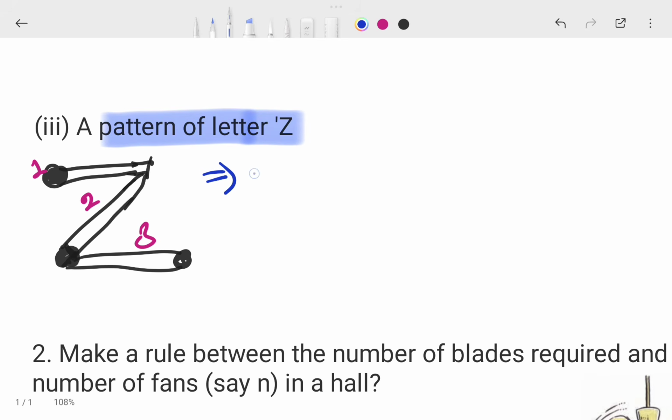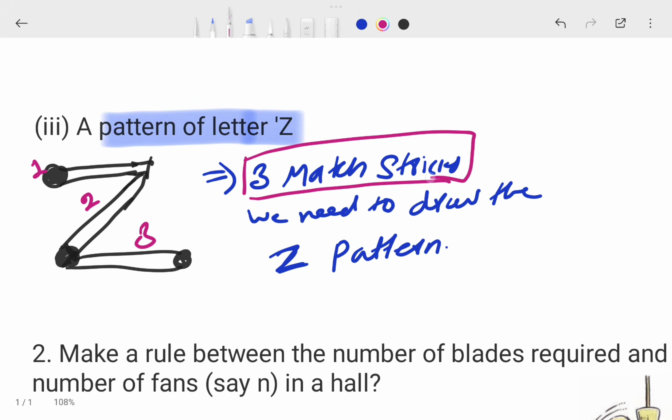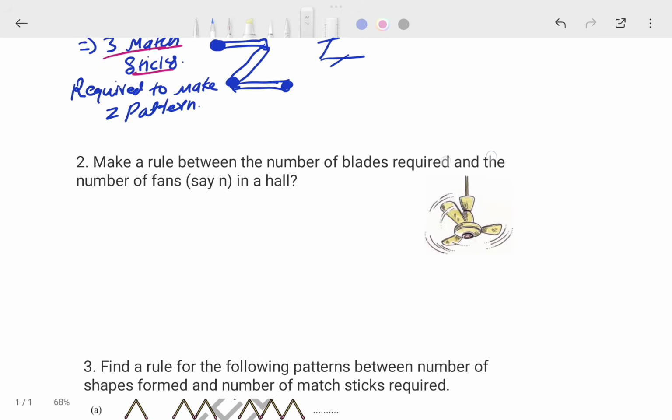We are going to write 3 matchsticks we need to draw the Z pattern. So generally this is our answer, 3 matchsticks, this is our answer, 3 matchsticks we need, right. So now, let's talk about the second question.